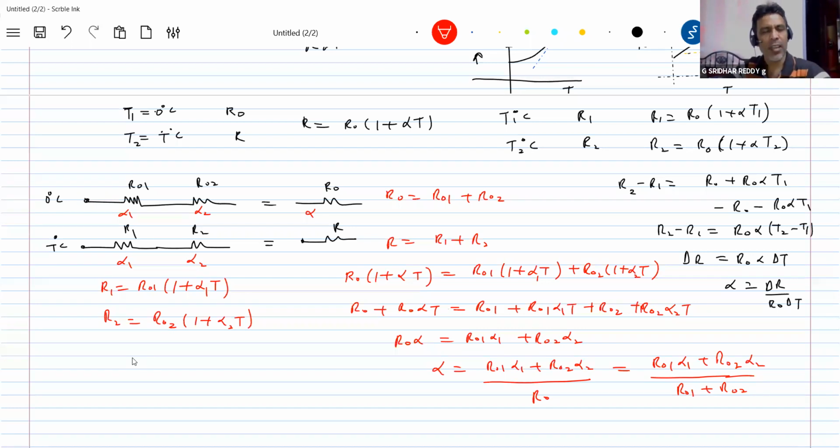So individually, the resistors have their own temperature coefficient. Suppose this is copper and this is aluminum, and I connect them in series. Then what happens to the effective alpha? As I raise the temperature, the resistance of that combination will increase. To find the effective resistance R, we should know the effective alpha of this material. If I want to replace these two with an equivalent resistance, the alpha of that material is given by this formula.